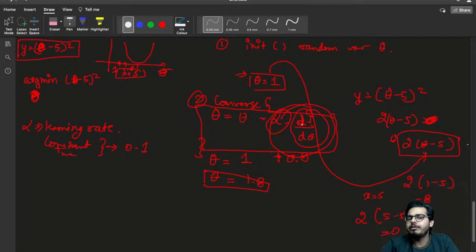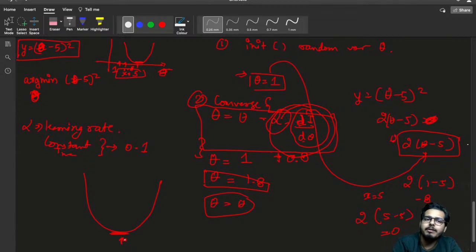So this part will completely become 0, right? Alpha into del j over del theta is 0, because 2 into 5 minus 5 is 0. So your new theta is equal to your old theta. At this point you will not have any updation, and then you can simply say that yes, you got the minimum value, the optimum value. Once you have the optimum value, you have the equation of a line.